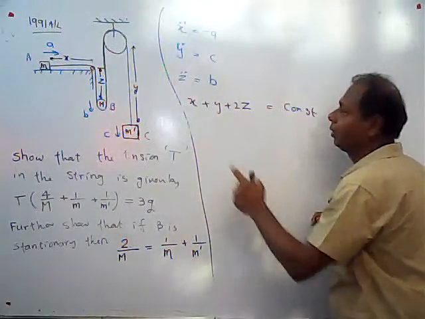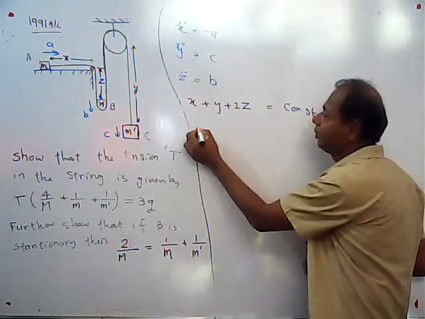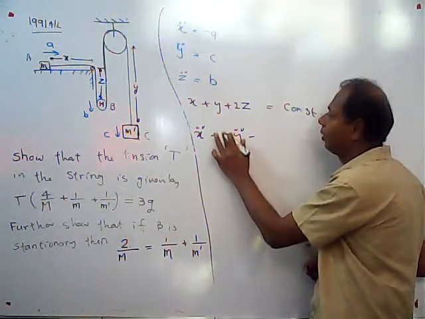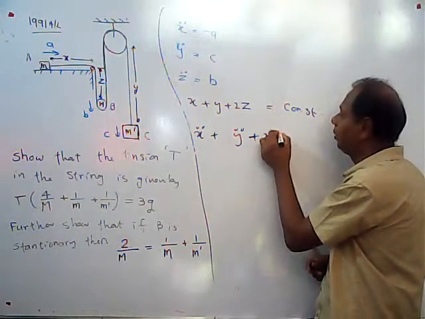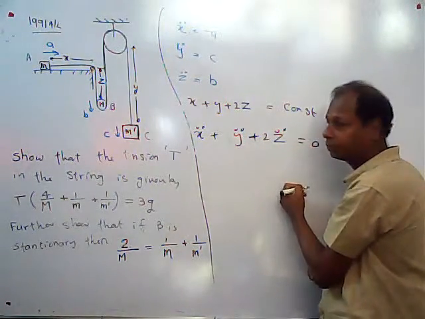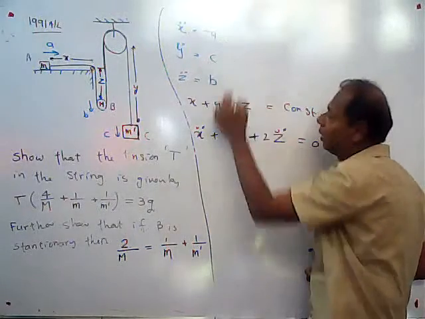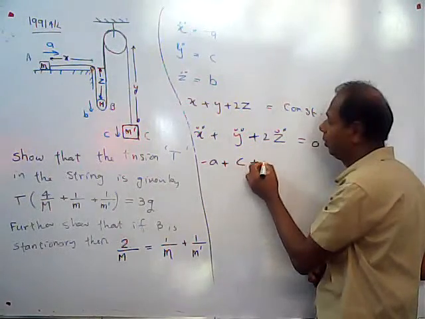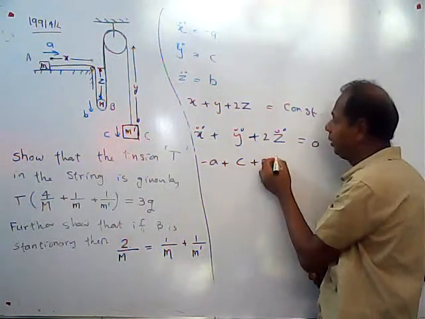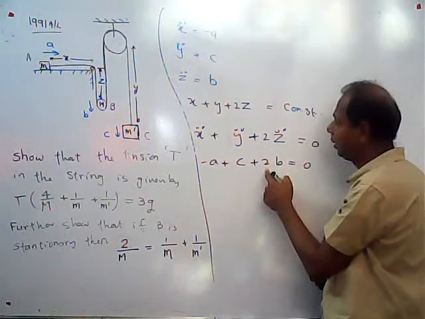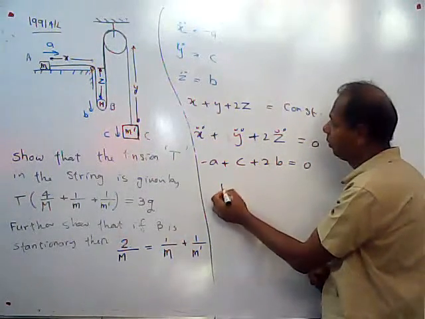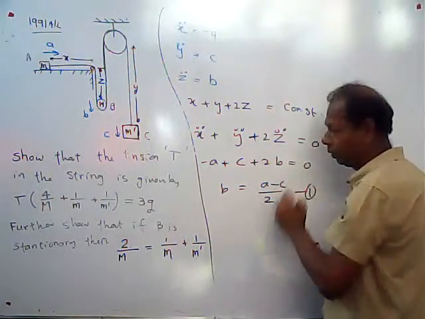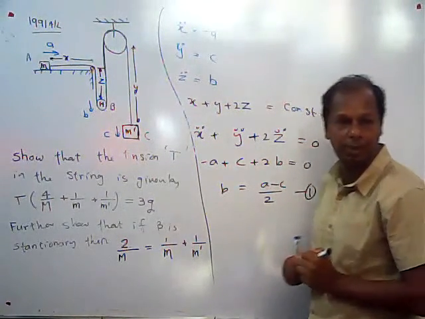Because it is a constant, differentiating twice, you get x double dot plus y double dot plus 2z double dot equals 0. X double dot is equal to minus a, y double dot is equal to c, z double dot is equal to b, so minus a plus c plus 2b equals 0. So we get, if you want, you can make b the subject, b equals a minus c over 2. This is the first equation we get by differentiation.